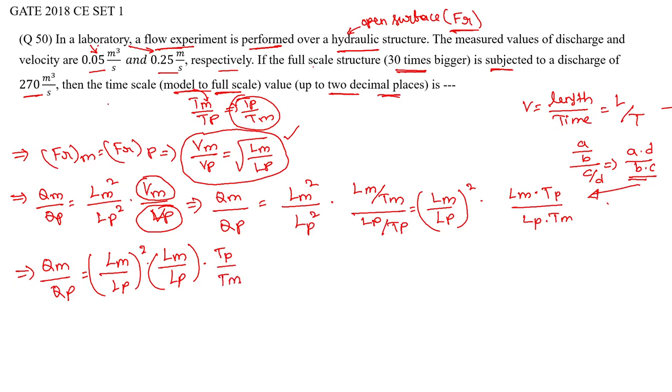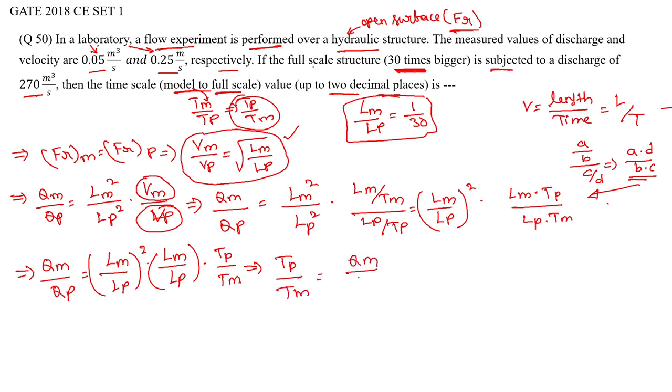Why did we convert Vm by Vp? Because we don't know the velocity in the prototype. So we need to write it in such a way that we use the values we know. In the question it is given Lm by Lp equal to 1 by 30. That is our given data. Now our interest is to calculate Tm by Tp. Let's write it in this way.